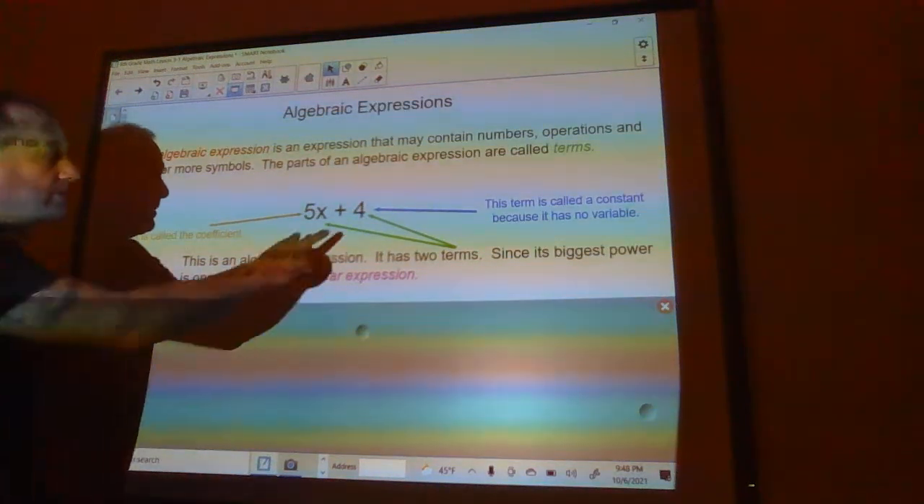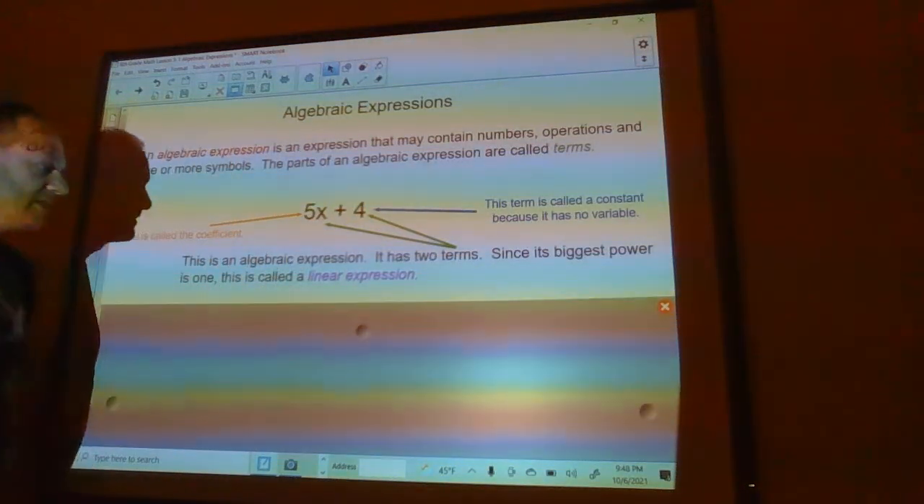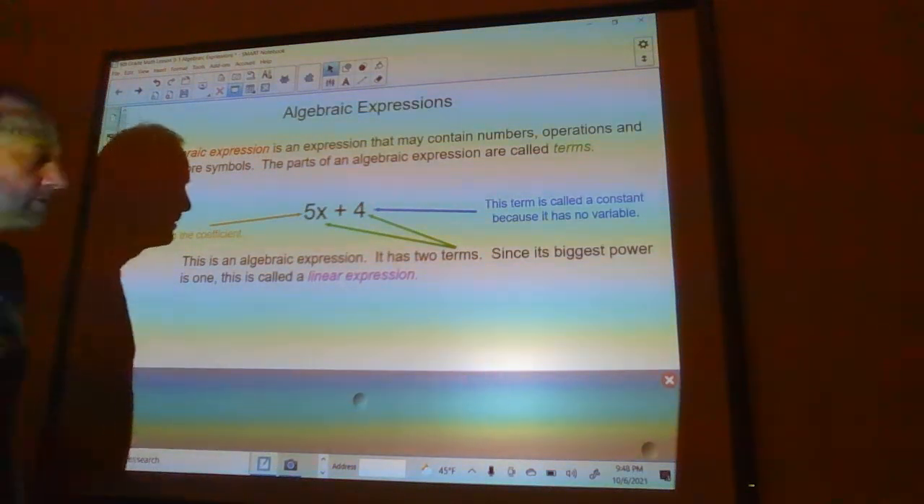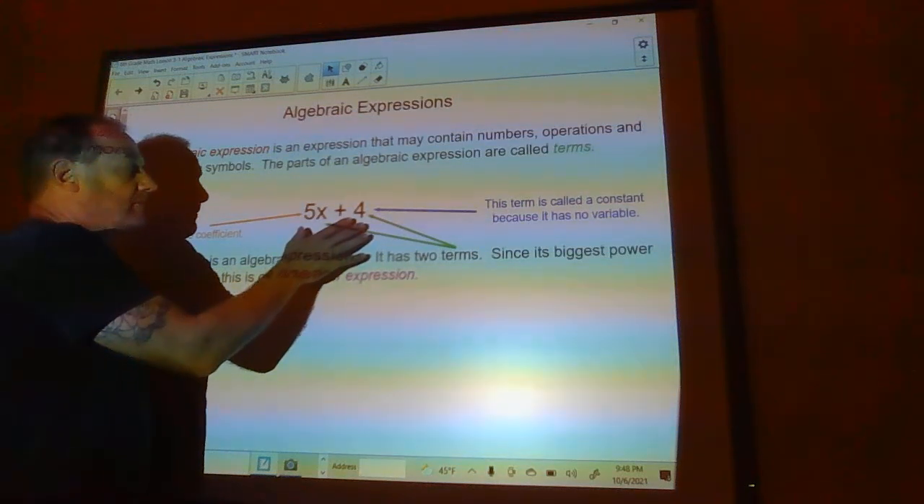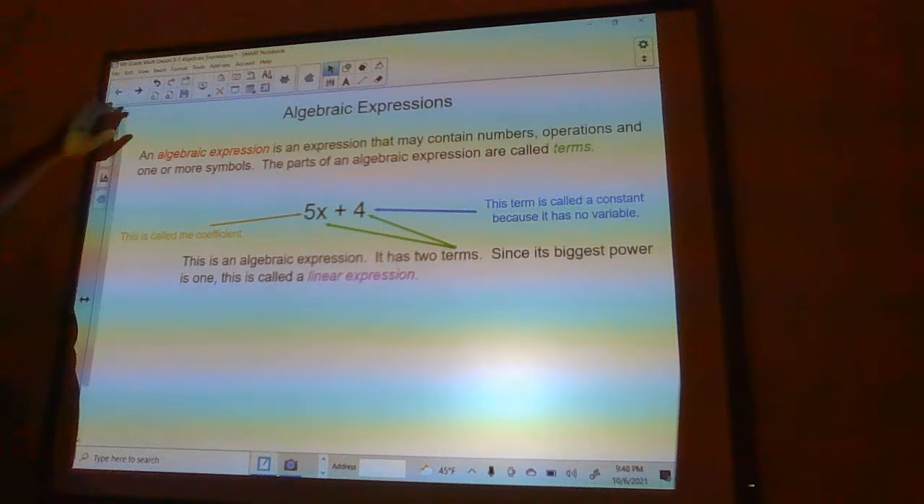It has two terms here. It has a coefficient here of 5. It's got a constant of 4. Since its biggest power is 1, it is called a linear expression. Basically, later on, we'll find out that if we graph this, it will make a line. That's why it's called a linear expression. Linear means line.